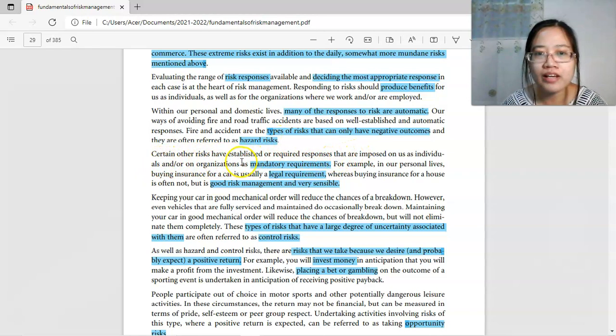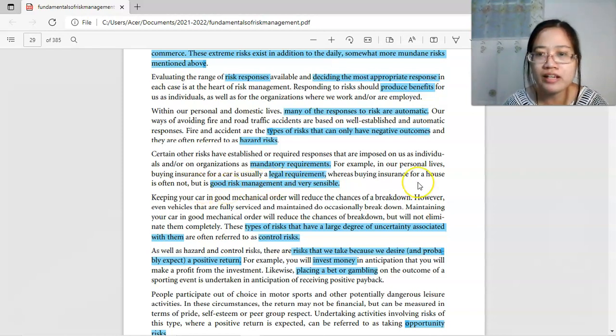Tapos, yung other naman, types of risk, certain other risks have established or required responses that are imposed on us as individuals or organizations as mandatory requirements. Okay, example, yung pagbili ng insurance kapag ikaw ay merong kotse. I think yung CTPL, yung compulsory third-party liability, it's a legal requirement kapag ikaw ay nagmamaneho, may sarili kang sasakyan, or may sasakyan ka, or nagmamaneho ka. I think it is a legal requirement.